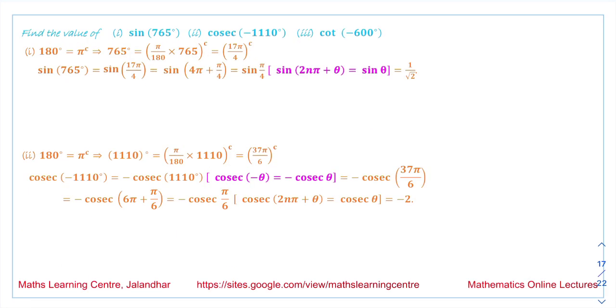Now the next question, we have to calculate the value of sine of 765 degrees. The values that are given over here are in terms of degrees.